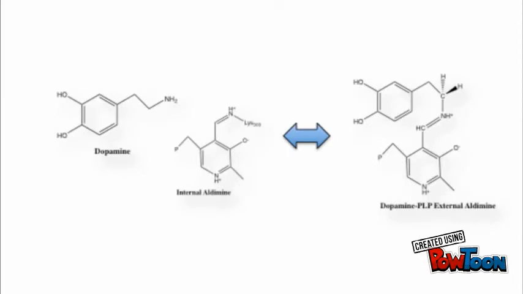External aldimine forms. At this point, histidine 192 helps tyrosine 332 to donate a proton to the alpha carbon of the quinoid intermediate. The internal aldimine that's formed between PLP and lysine 303 regenerates Dopa decarboxylase. Lysine 303 displaces the amino group of dopamine by a nucleophilic attack on the imine bond of the external aldimine.